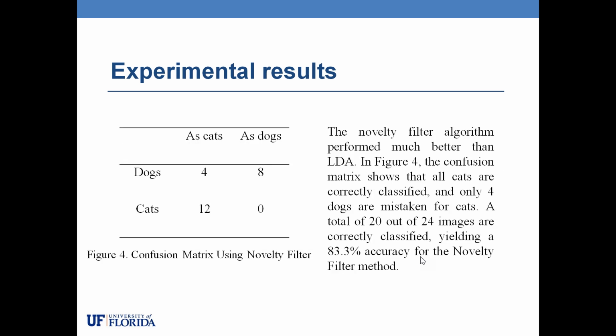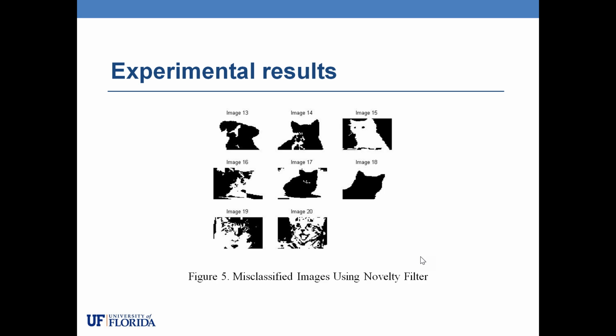The novelty filter algorithm performed much better than LDA. In Figure 4, the confusion matrix shows that all cats are correctly classified and only 4 dogs are mistaken for cats. A total of 20 out of 24 images are correctly classified, yielding an 83.3% accuracy for the novelty filter method. And this is the figure of misclassified images using the novelty filter.